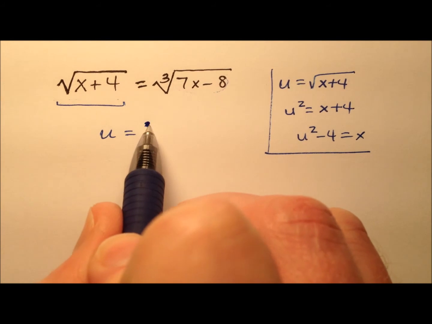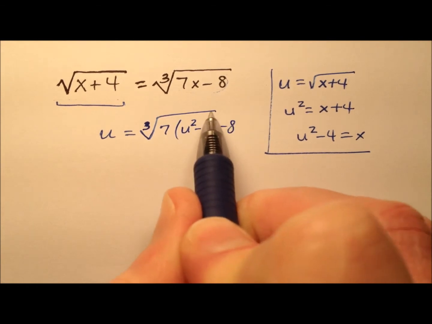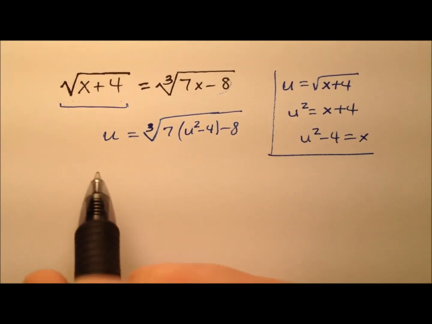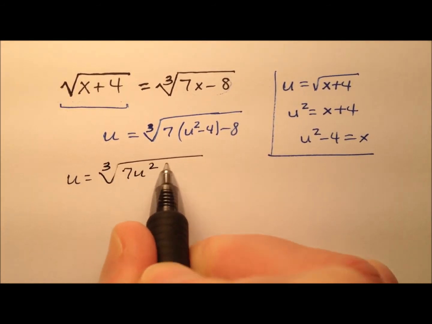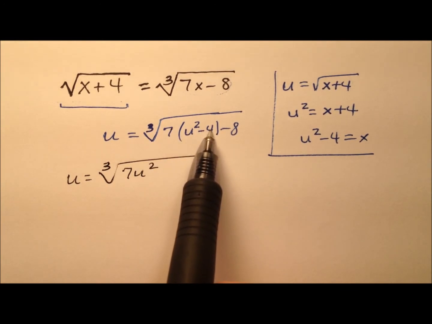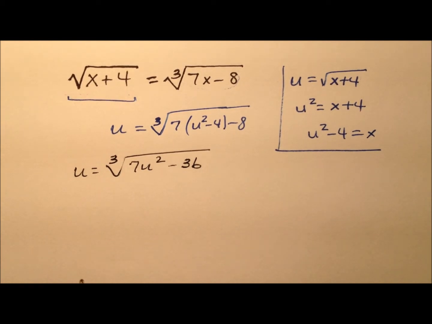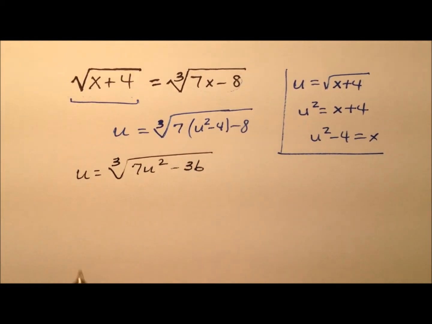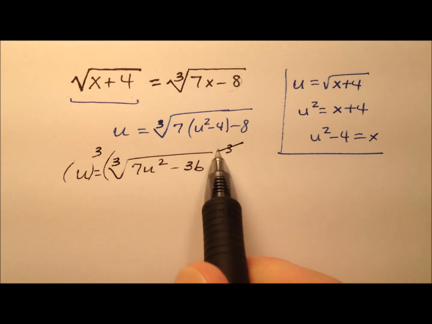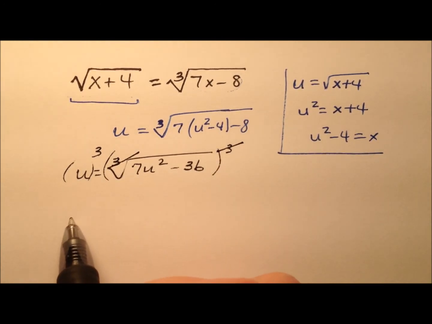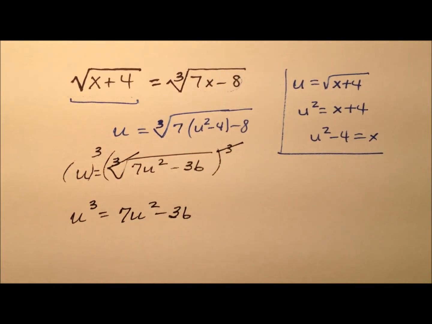So when I plug this in, it'll be the cube root of 7 times x, which is u squared minus 4, and then minus 8. So we can now say u equals the cube root of 7u squared, and then 7 times negative 4 is negative 28, minus 8 more will be negative 36. Okay, so here's what we have, and now instead of two radicals, we have just the one radical. So let's cube both sides in order to get rid of this cube root. So on the right, the cube and the cube root cancel. So we're left with u cubed equals 7u squared minus 36.